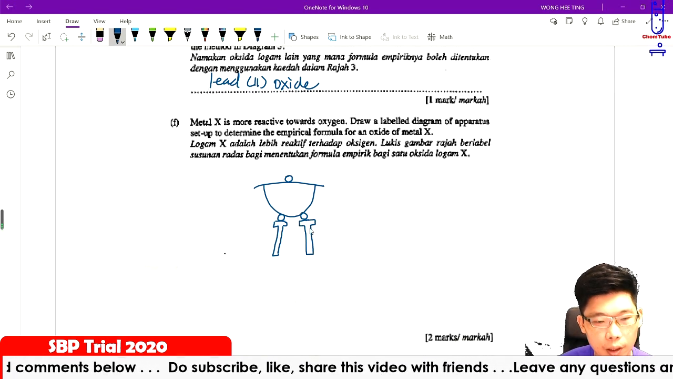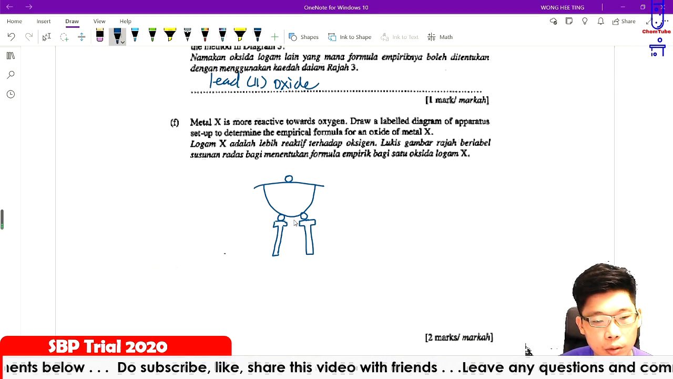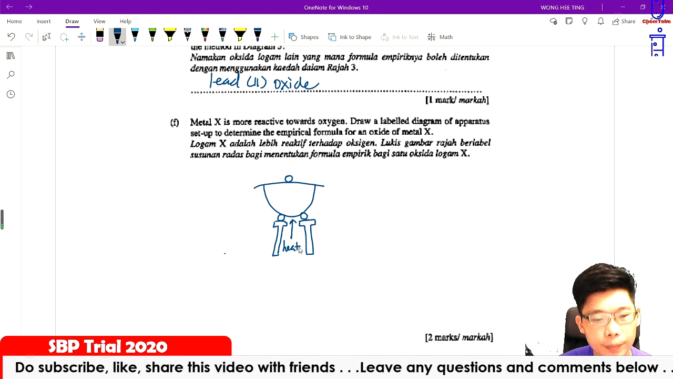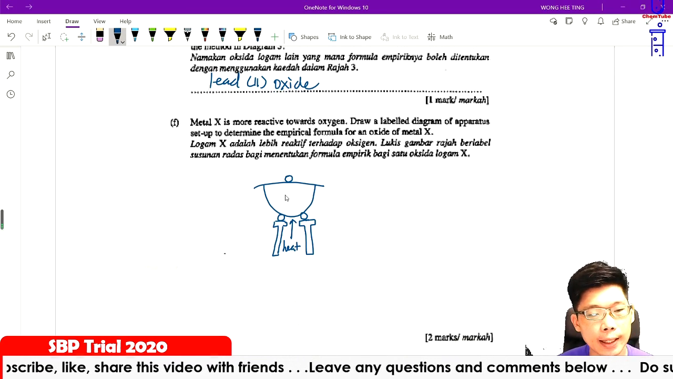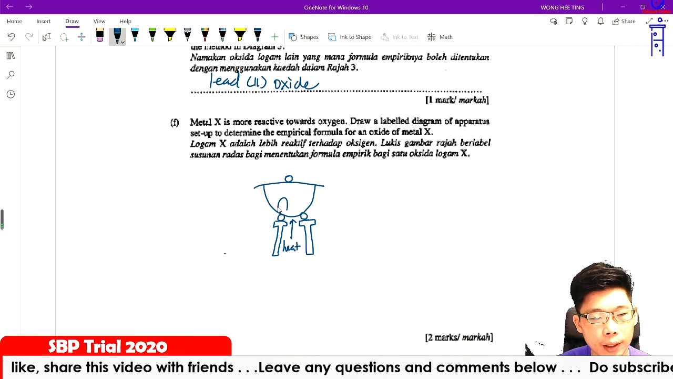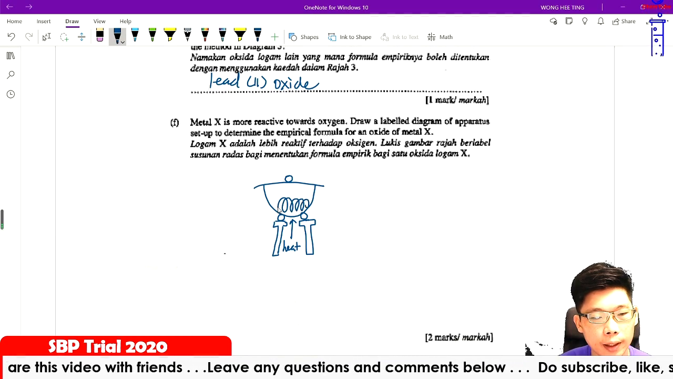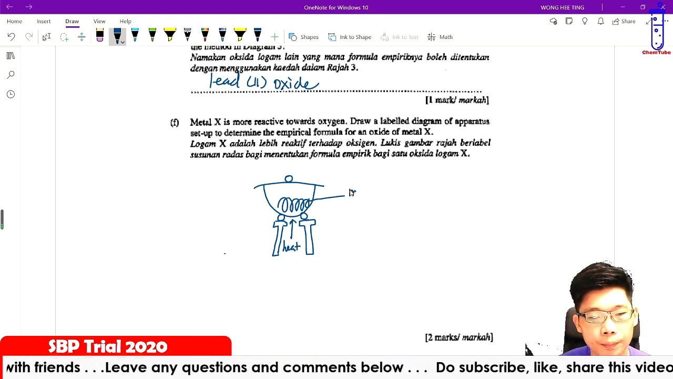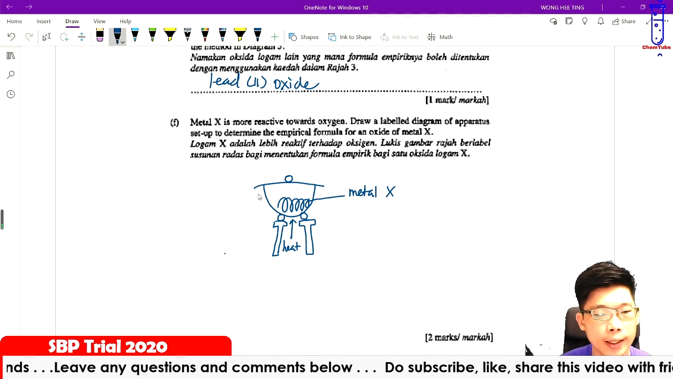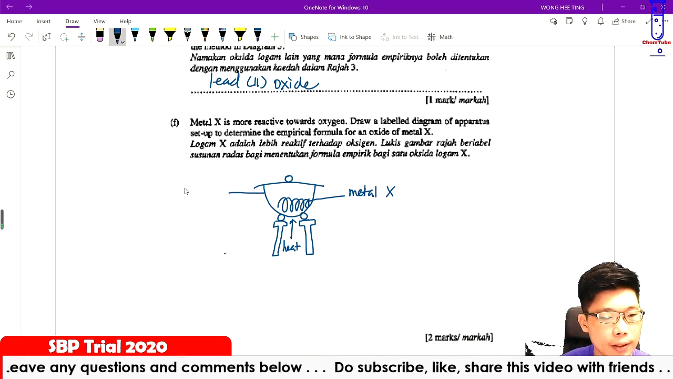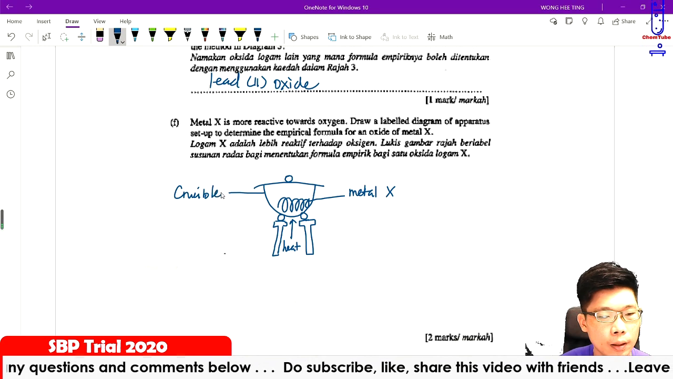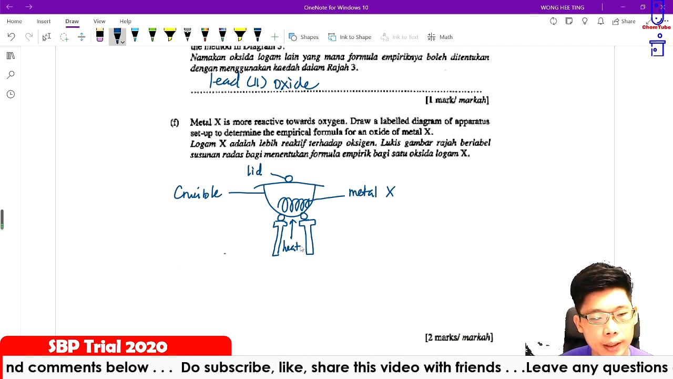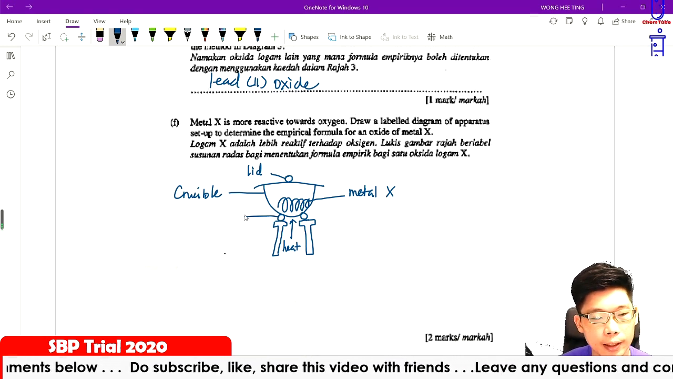When you draw like this, you have to use the ruler to draw. Then you need to heat it. Then inside the crucible, we can put in the coiled metal here. Normally it is the metal X, so it's normally magnesium. We have to label all the apparatus. So this is the crucible. This is the lead. This is the clay pipe triangle.